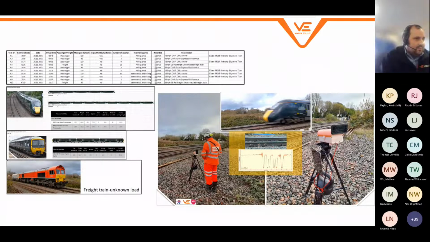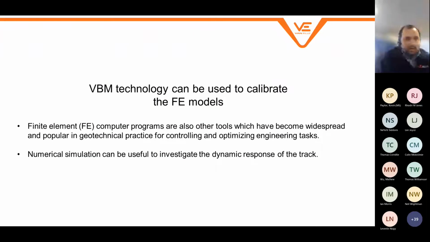Using that in real life, this is one of the example schemes where we've been piloting this as a system. And you can see also that we can use different train classes and types to be able to make a different assessment on speed and loading as well, which obviously vary the trackbed design.